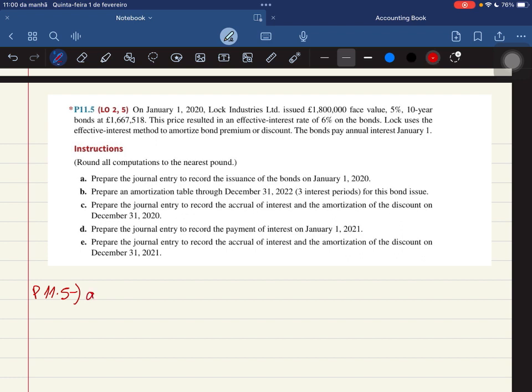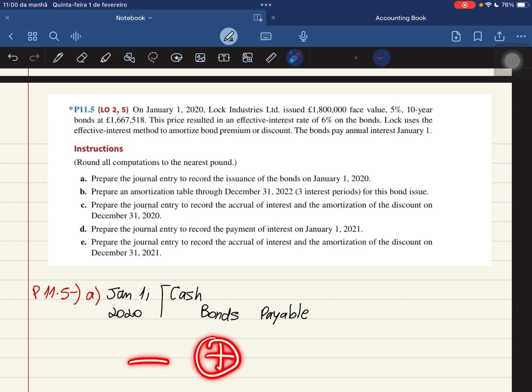A. Prepare the journal entry to record the issuance of the bonds on January 1st, 2020. Well, issuance of the bonds means that you're selling the bonds to other people, right? Since you're selling them, your cash has to go up and your bonds payable also have to go up. Since bonds payable is a liability, it is a plus. The value over here is always the issuance price. So this is the face value and this is the issuance price.